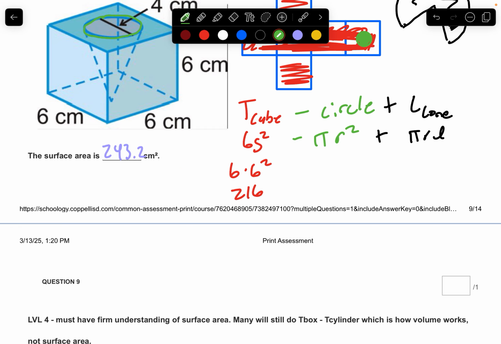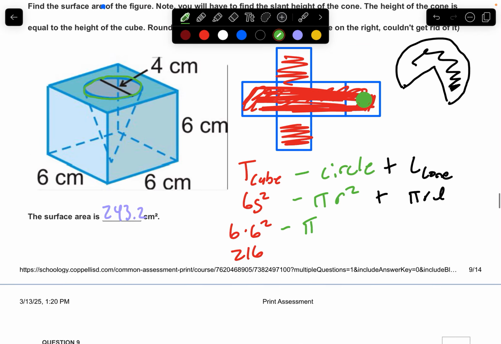Minus pi r squared. Pi, the radius, well, if the diameter is 4, then the radius is going to be 2. So that's going to be minus 4 pi.